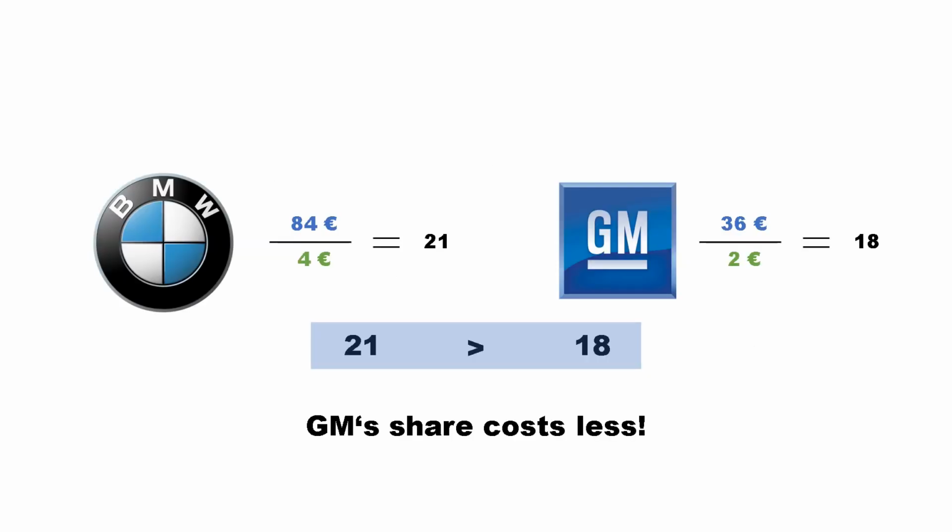Let's compare BMW's PER to another company's PER, General Motors. The GM share costs only 36 euro. The earnings per share are also lower at 2 euro. That means the GM share has a PER of 18, which is 3 less than the PER of BMW's share. So at the moment, the GM share is cheaper than the BMW share, factoring in the earnings per share.